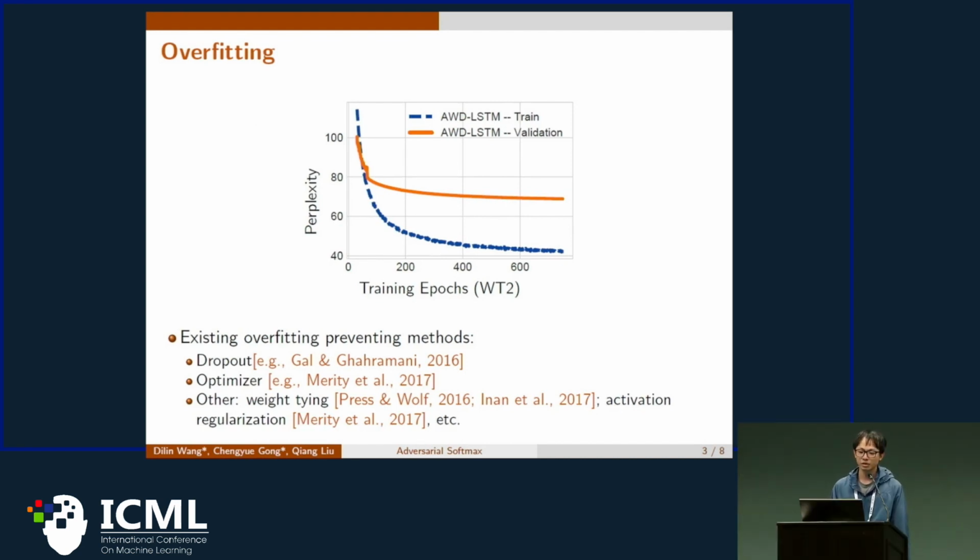For a quick example, here we train a strong baseline AWD-LSTM on the WikiText-2 dataset. As we can see from the figure, the gap between training and validation performance is huge. Lots of techniques have been investigated in preventing overfitting. However, it still remains an open problem for training better language models.